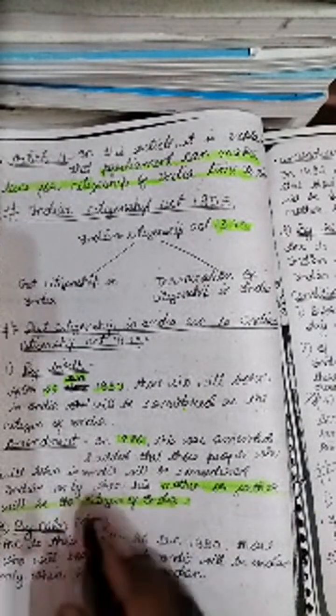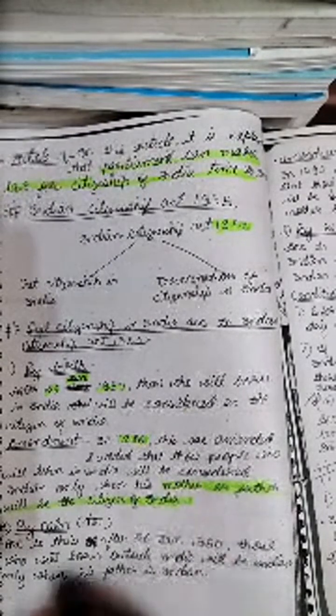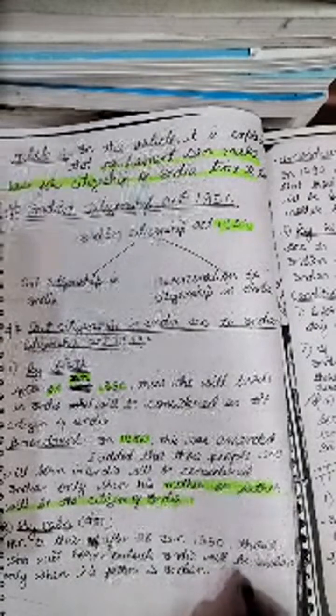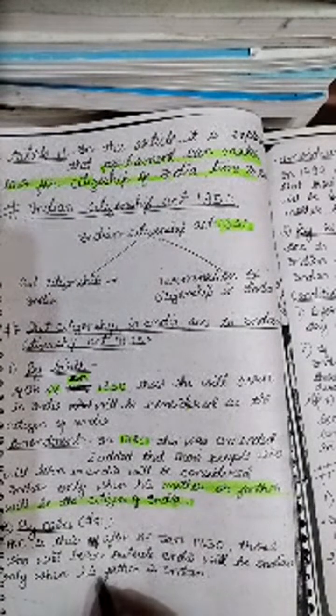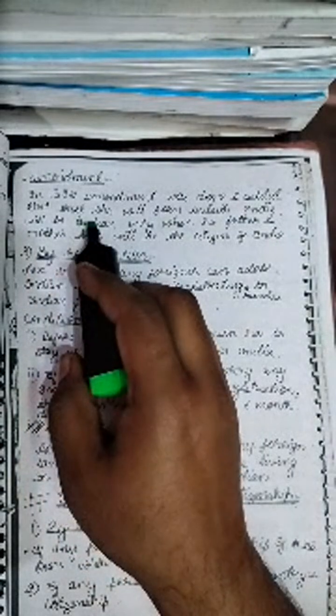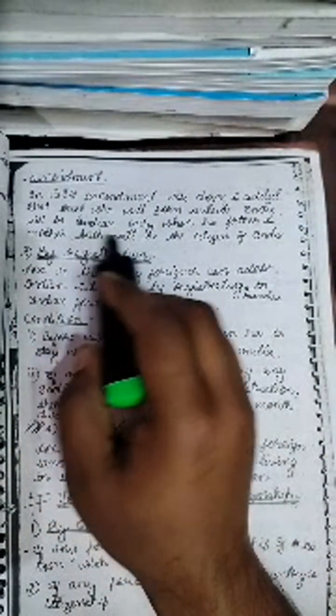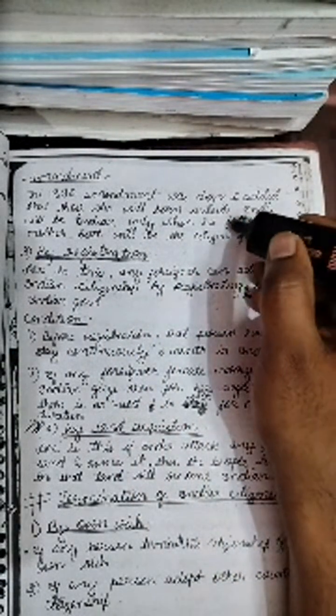By descent. According to this, after 26 January 1950, those who are born outside India will be Indian only when their father is Indian. In the amendment of 1992, it was added that those who are born outside India will be Indian only when their father and mother both are citizens of India.